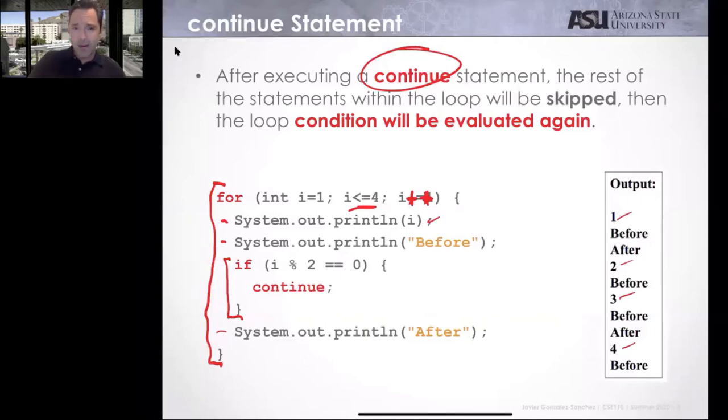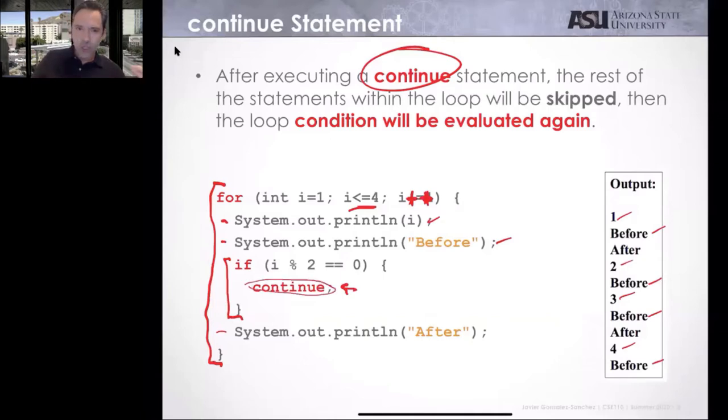Good. Then I have this print, printing a string before. Four times before. But then I have this condition, just like in my previous example, and I am checking variable % 2 == 0. Do you remember what is the meaning of this condition? When is this condition true? Something about a number divided by 2 and 0 is even numbers, exactly. So what the condition is telling me is if you have a number that is even, then execute the instruction continue.